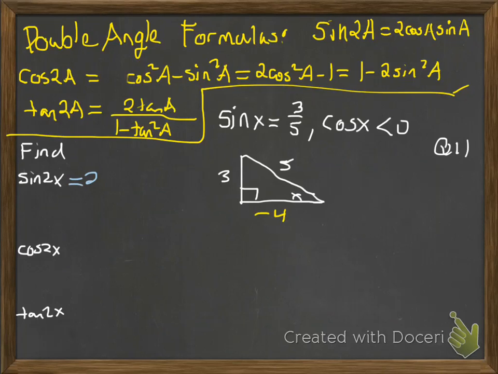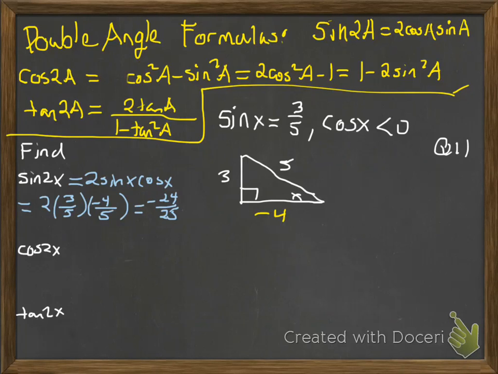Okay, so sine of 2x is going to be 2 sine x cosine x, and so the sine is going to be 3/5, opposite over hypotenuse, and the adjacent side is negative 4 over 5 for the cosine. And multiply that all together, it's going to be negative 24 over 25.